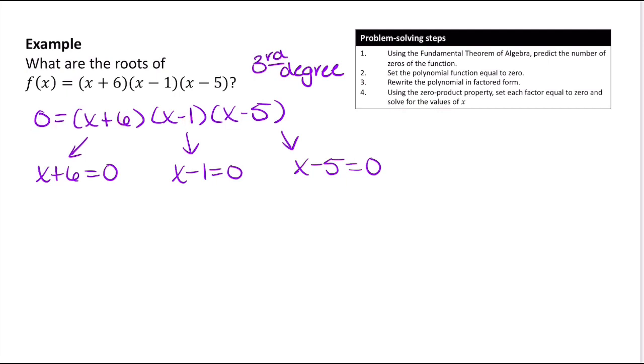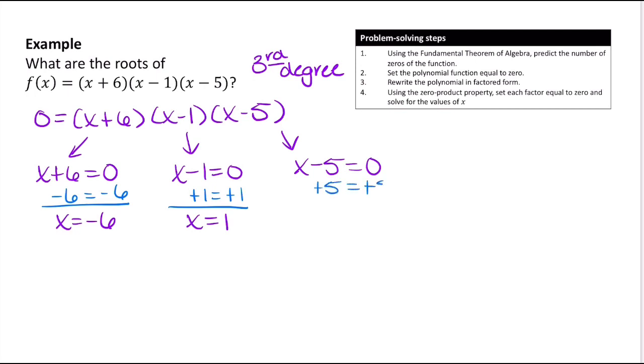So now I just solved these three linear equations. The first one I'd solve by subtracting 6 from both sides, and that gives me x equals -6. The second one I solve by adding 1 to both sides, and that gives me x equals 1. And the third equation I solve by adding 5 to both sides, and that gives me x equals 5.